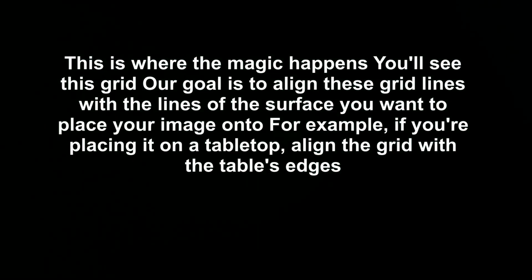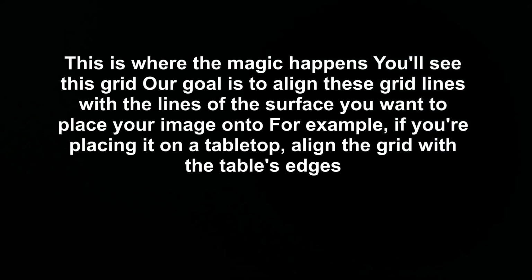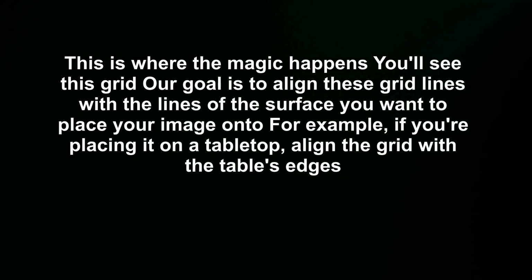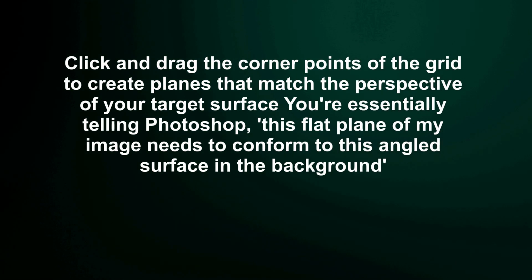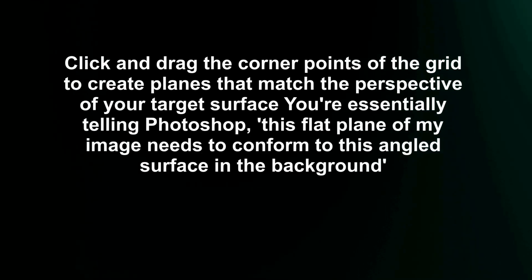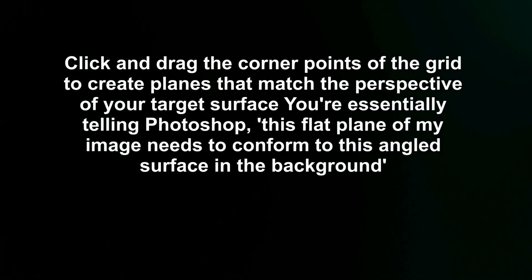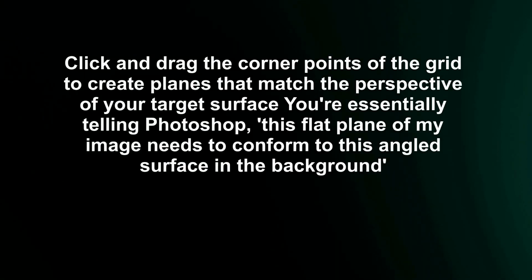You'll see this grid. Our goal is to align these grid lines with the lines of the surface you want to place your image onto. For example, if you're placing it on a tabletop, align the grid with the table's edges. Click and drag the corner points of the grid to create planes that match the perspective of your target surface. You're essentially telling Photoshop, this flat plane of my image needs to conform to this angled surface in the background.